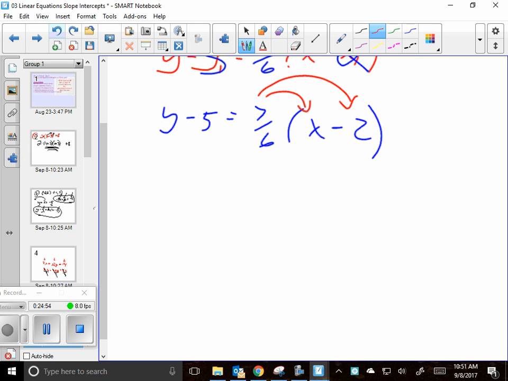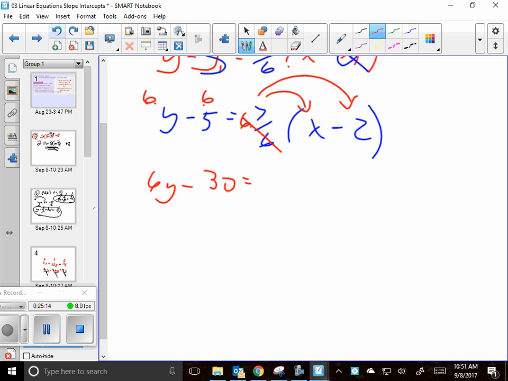I'm going to times it by 6, because then that'll make this 6 disappear. But if I just times that by 6, that's not fair. I got to times all the individual terms by 6. That gets times by 6, and that gets times by 6. Then I have 6y minus 30 equals those canceled.